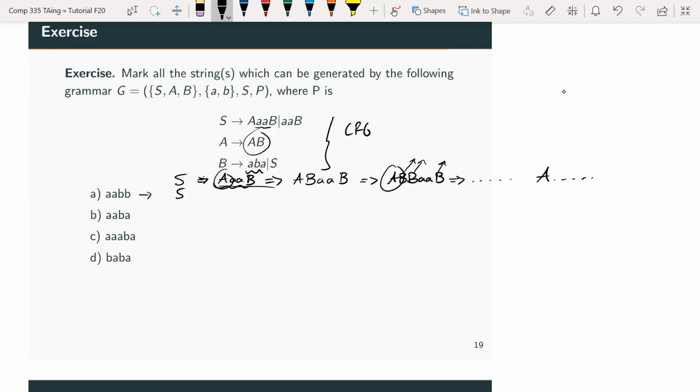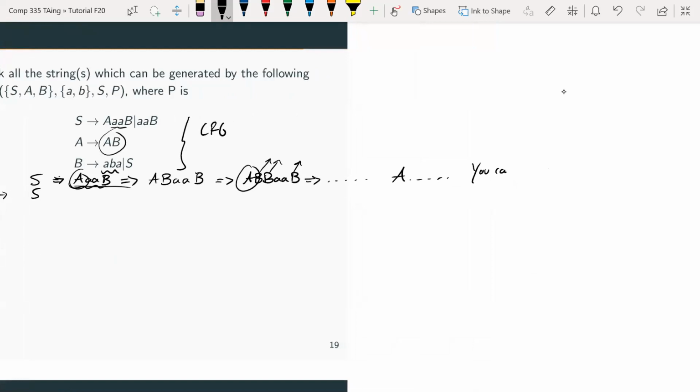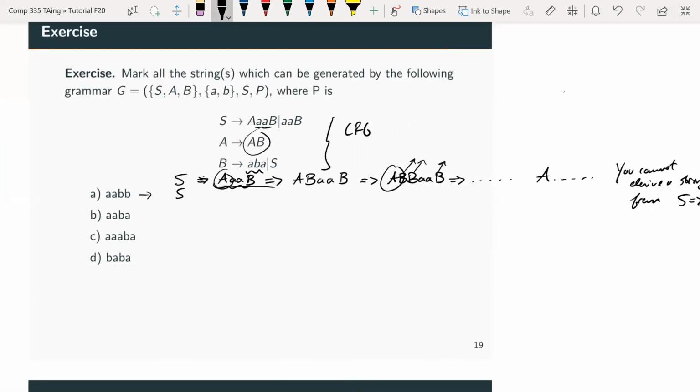We're going to talk about this a lot more when we look at normal forms and when we look at simplifying grammars. But essentially what you should take away from this is that you cannot derive a string W from S gives you A, B, okay? Because you're always going to be stuck with that variable A, okay? And so in general, that means we never actually have to look at this derivation ever again because we know it's never going to be useful.